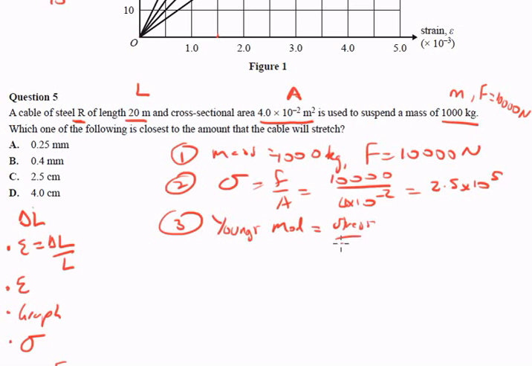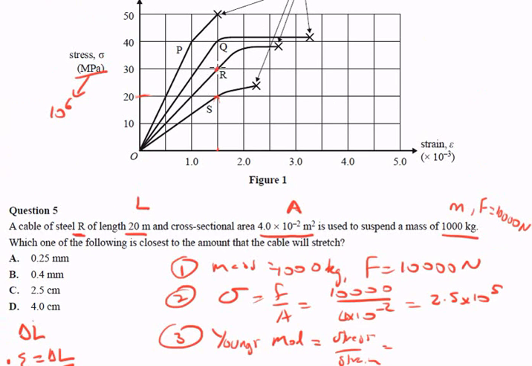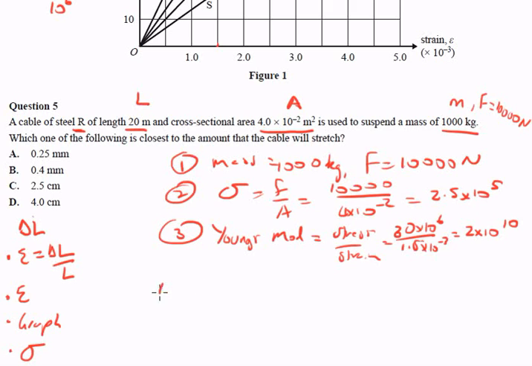I can pick any values I want to get the gradient here, so I'm just going to pick these values here, 30 by 10 to the 6 over 1.5 by 10 to the minus 3, and that gives me 2 by 10 to the 10. That's my Young's modulus, or my gradient, and using this I can work out the accurate strain.